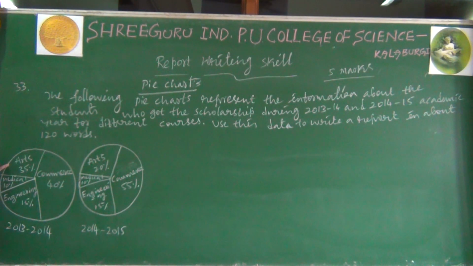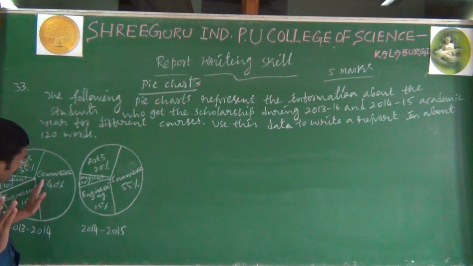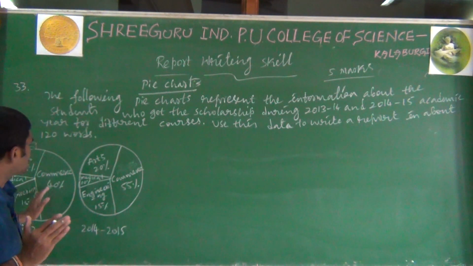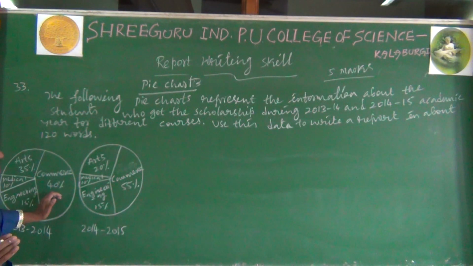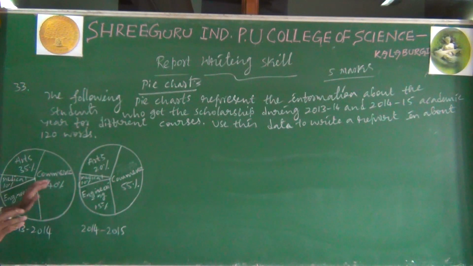When we look into the first pie chart, arts with 35 percentage, medical with 10 percentage, engineering 15 percentage, and there is a lion's share for commerce, that is 40%. Right, only the commerce students got the highest scholarship, more than arts, medical and engineering students.